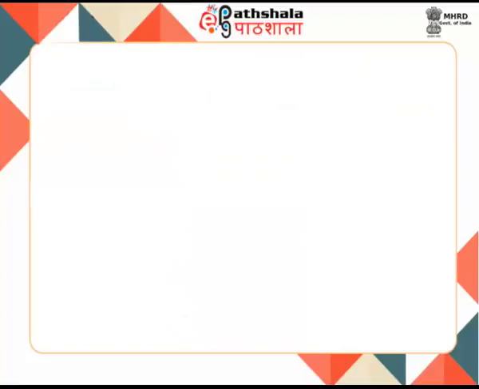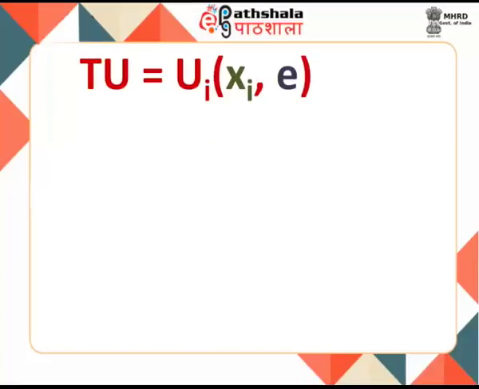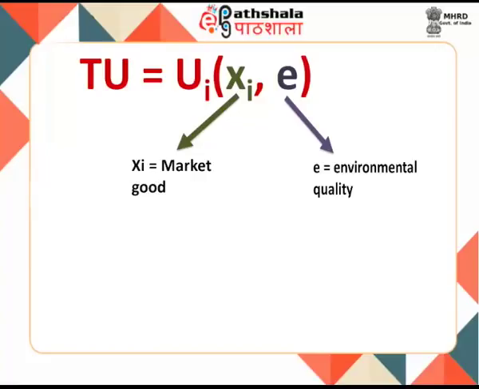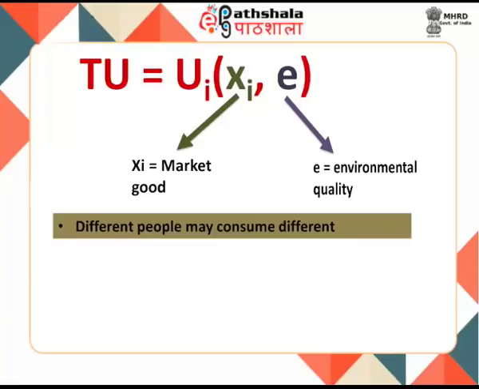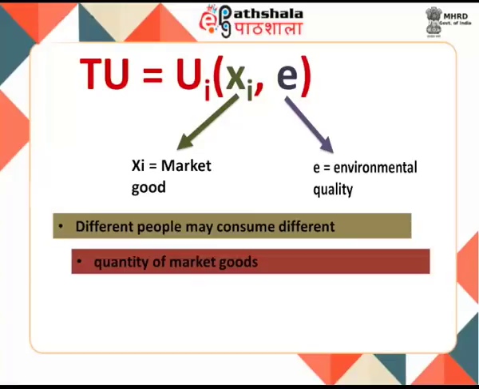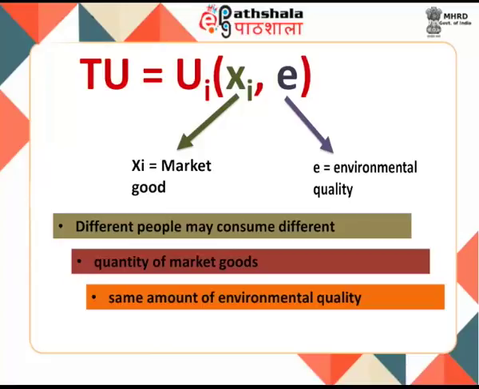Hence, his total utility will be Ui(xi, E), where xi represents all the market goods consumed by him during a period of time, and E represents the environmental quality during the same time period. Different people may consume different quantities of market goods but must consume the same amount of environmental quality as it is a pure public good.